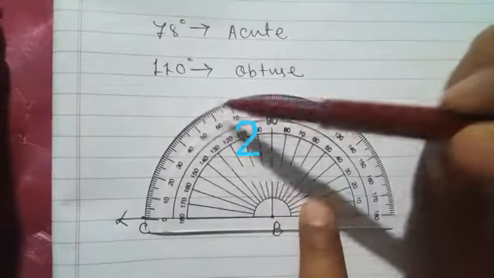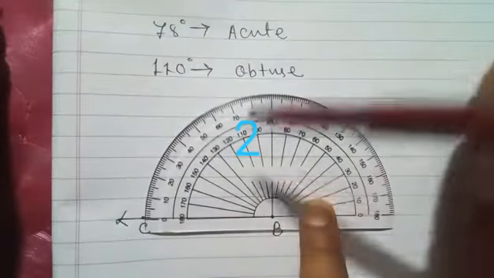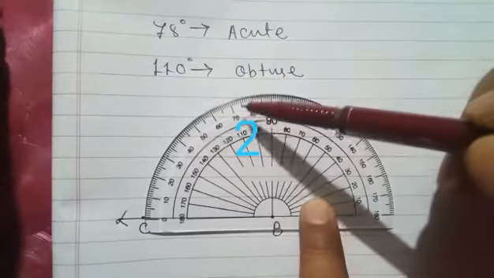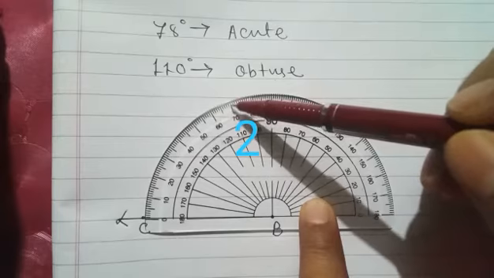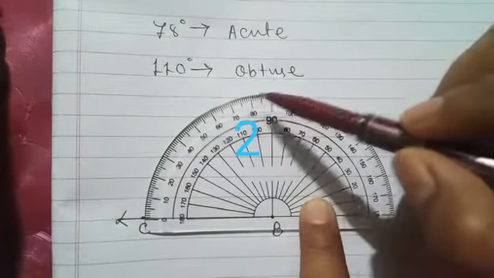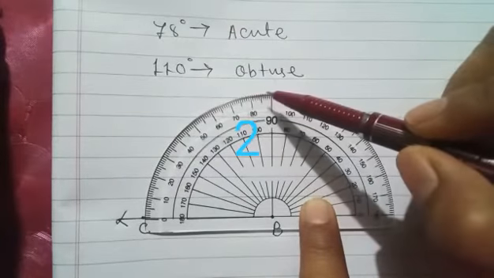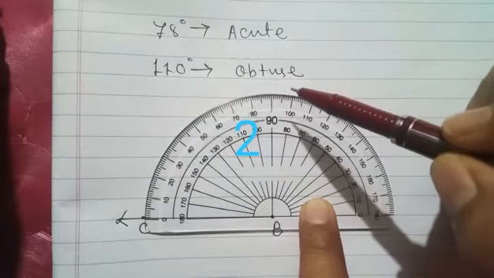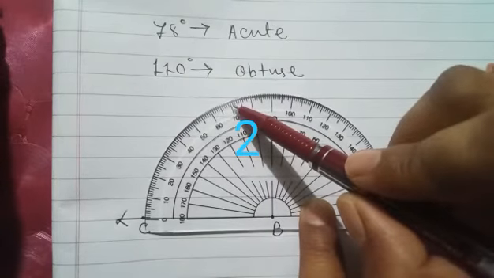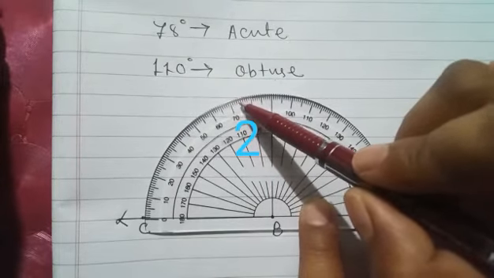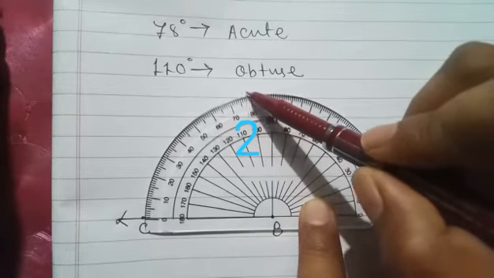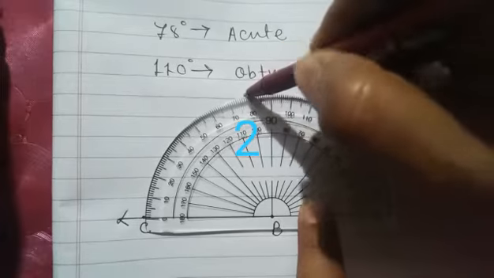If we move in clockwise direction from 0 degree, we will get 10, 20, 30, 40, 50, 60, 70. Up to this much it will be 70. But it is your 78 degrees, so we have to go 8 more divisions ahead. Okay, so it is 70, this will be 71, 72, 73, 74, 75, this will be your 76, 77, 78. So 78 will be here.